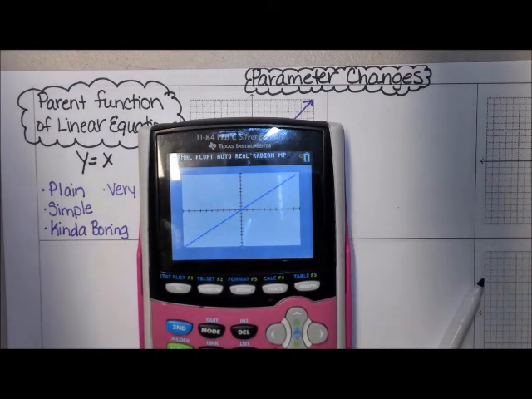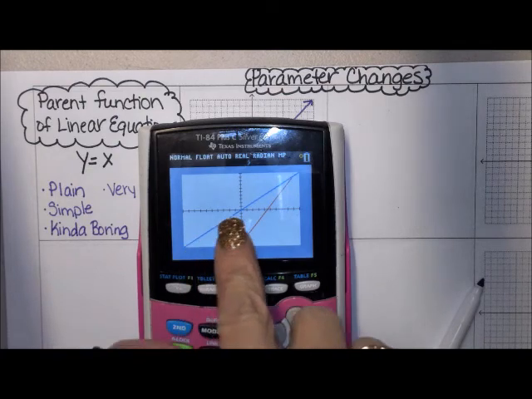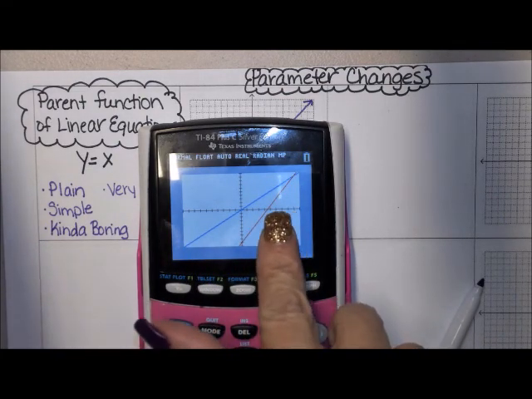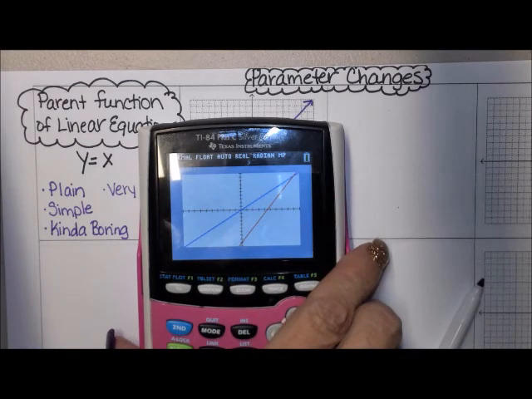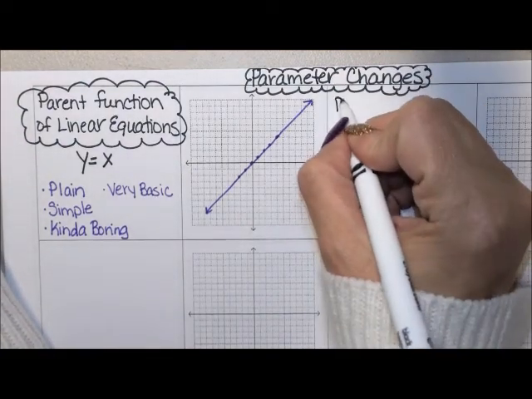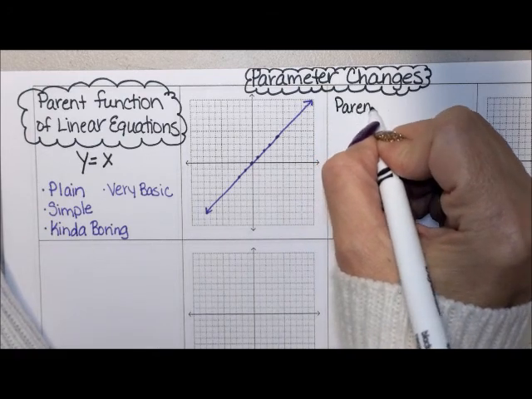And these are what we call parameter changes. I'm moving this linear equation around. I start with the parent function and then I modify it. I change it. I move it around. That's what we're talking about today. These are called parameter changes. All right, now while there's a parent function for linear equations, I'm going to show you another one. That is another parent function.